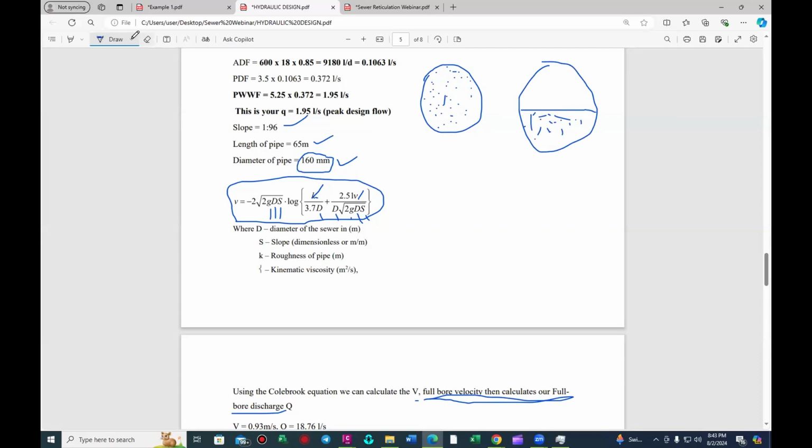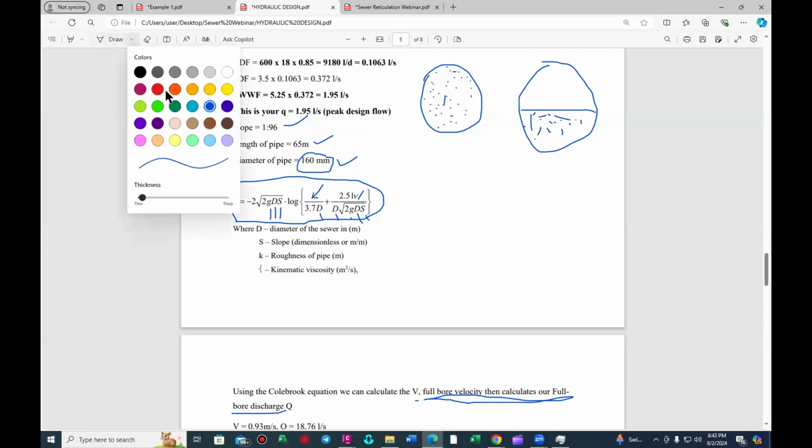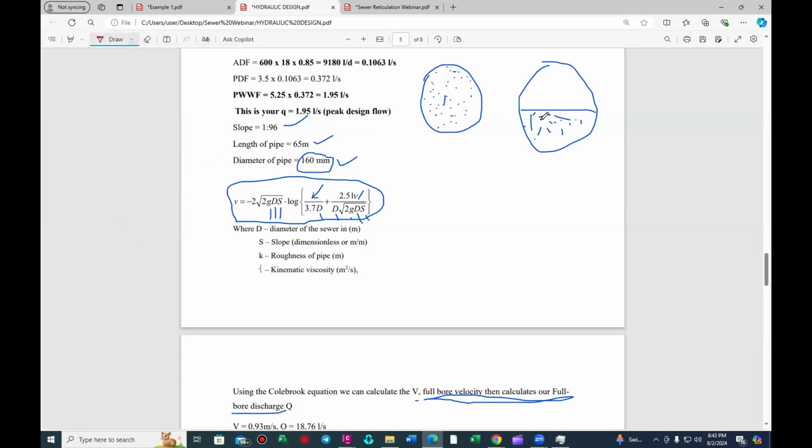Those small dots. Let me try and pick another color. So I'm trying to say all this here. This is your sewage here. Then at quarter bore, it will be probably somewhere in there, which means the sewer is flowing at that depth, and this is empty. This is at half bore. This is the sewage, and this is empty. This is at full bore. There is no empty space.